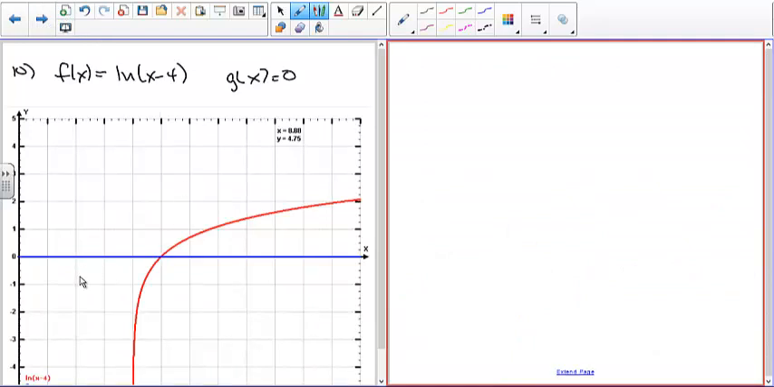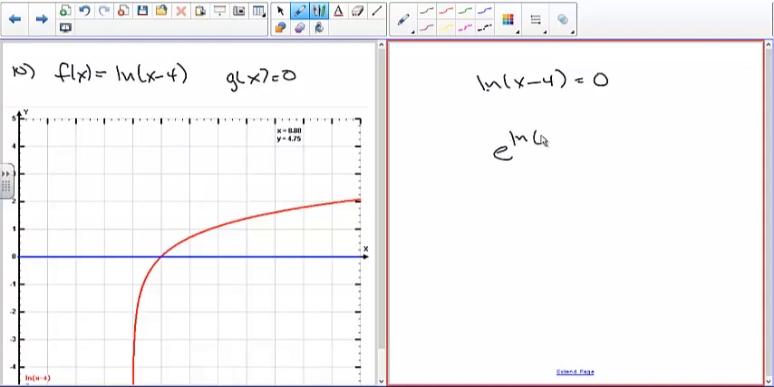Okay, so now we're looking for the intersection of x equals 0, y equals 0, and this log. So let's write that out. So we just set them equal to each other, just like we have before. So here we have a logarithm. So we're going to make this the exponent of the same base as the natural log. Well, the base of the natural log is e.